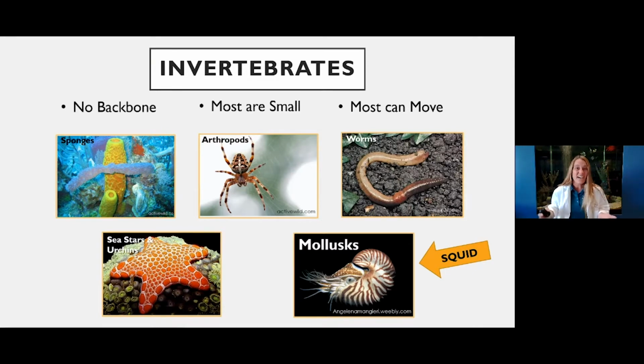Over 97% of all the animals on Earth are invertebrates. And there are 5 main groups: sponges, arthropods, worms, sea stars and urchins, and mollusks. And the squid that we're going to be focusing on today are part of that mollusk group.